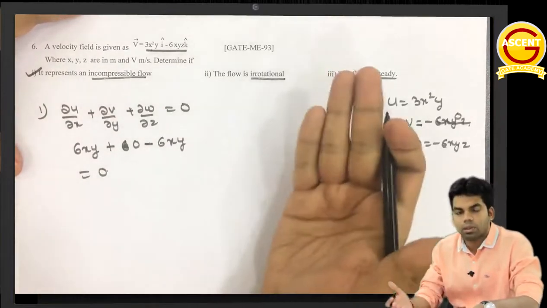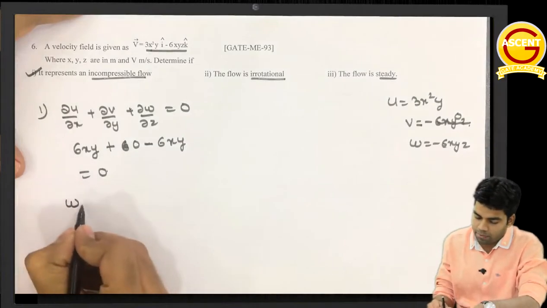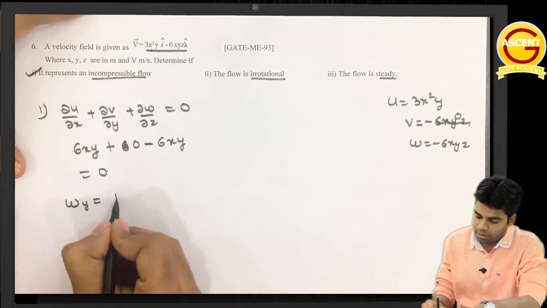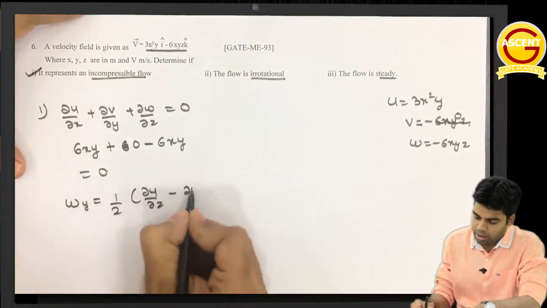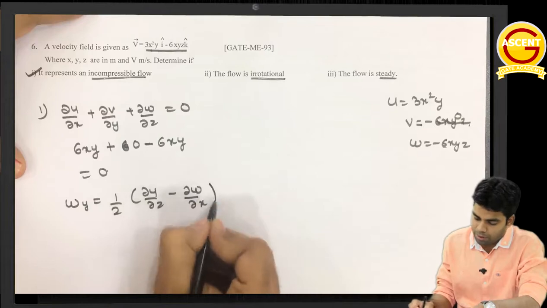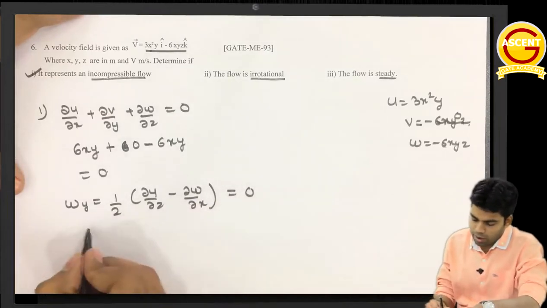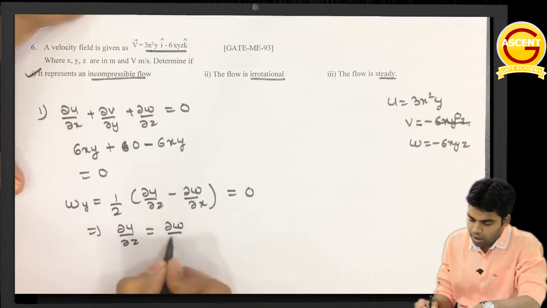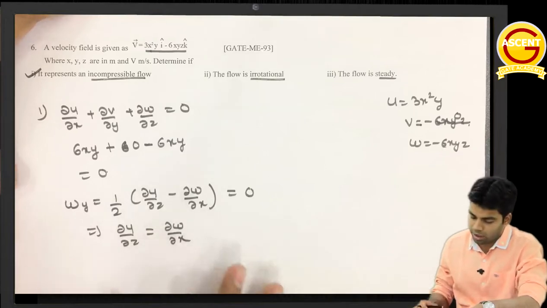Now let us check for the irrotational flow. For irrotational flow, omega y should be equal to 0, and this omega y is nothing but half of del u by del z minus del w by del x. This should be equal to 0. This is our condition. Or you can say del u by del z should be equal to del w by del x. Now let us check whether we are getting del u by del z equal to del w by del x or not.